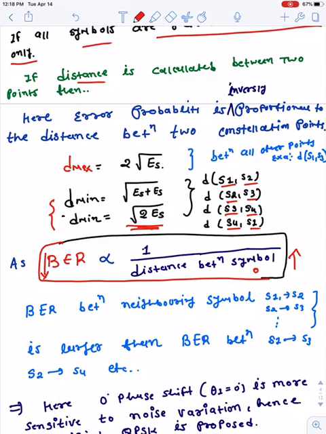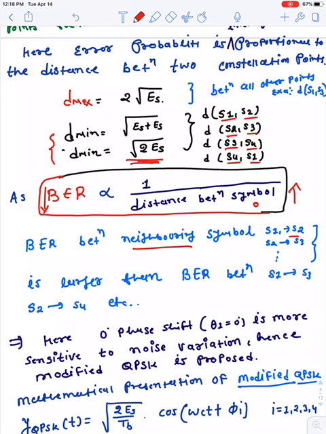So the bit error rate between the neighboring symbols S1, S2, S3, S4 is larger than the bit error rate between S1, S3, S2, S4, etc. So that we can note down here.